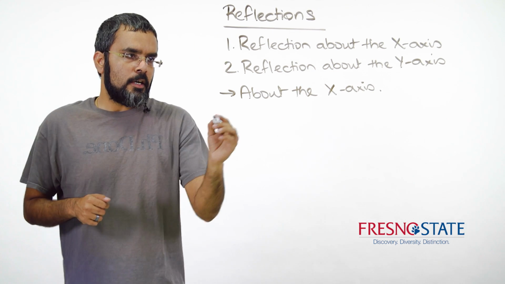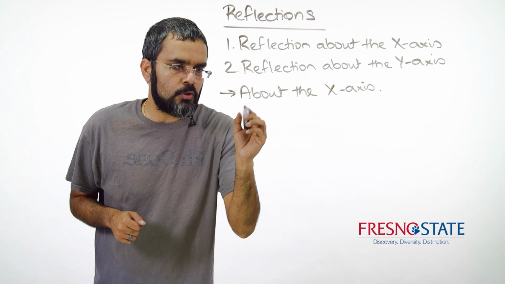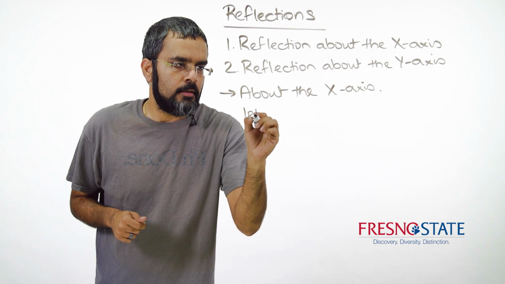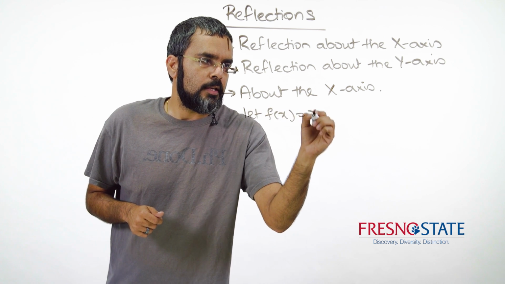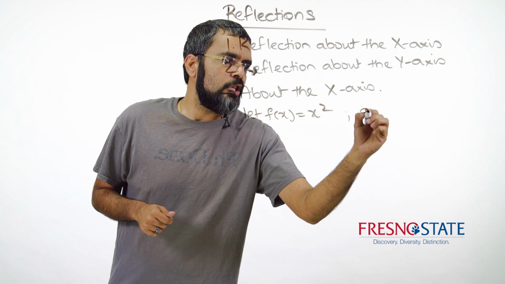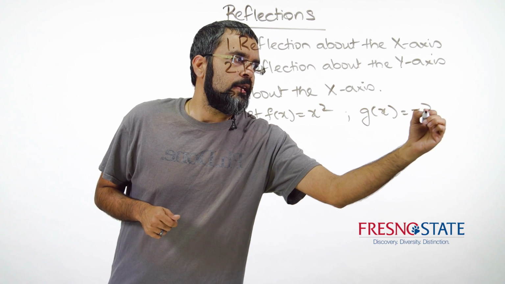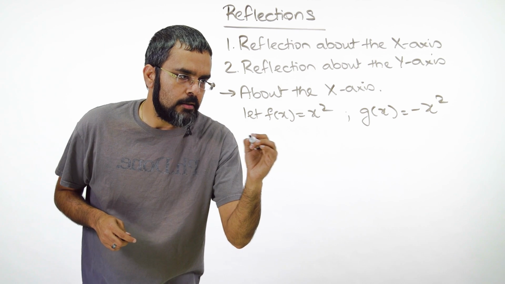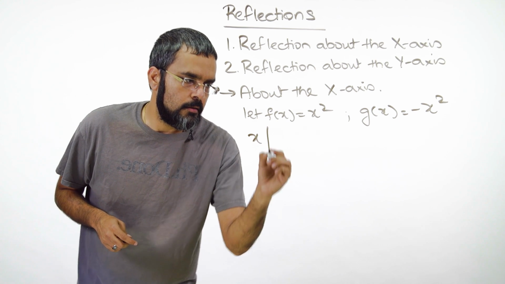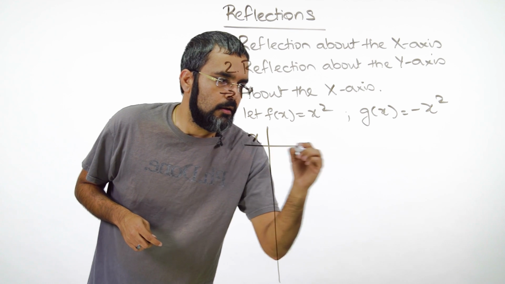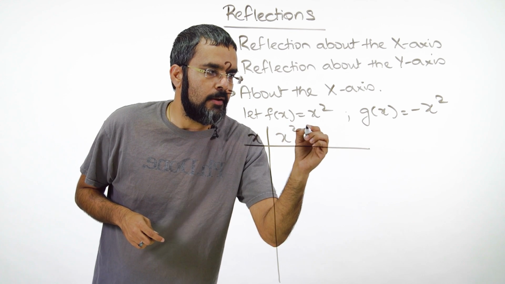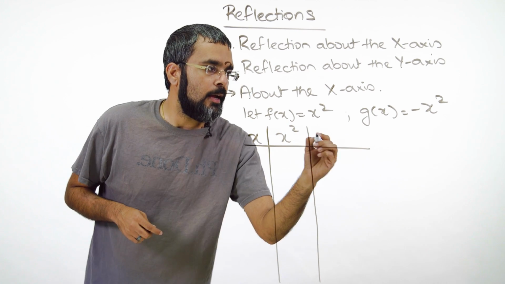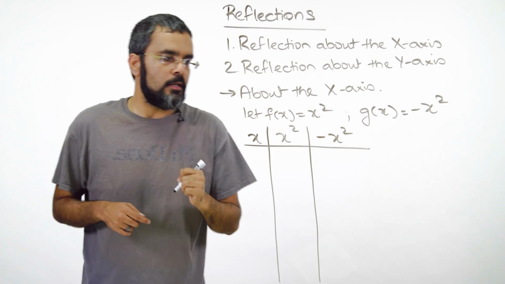Right? So let's consider our base function again. Let's take it to be x squared. So I have let f(x) equals x squared, and then let's take g(x) equals negative x squared. All right. So what I'm going to do now is make our table again. So I have x, I have x squared, which is my f(x), and then I have negative x squared, which is g(x).